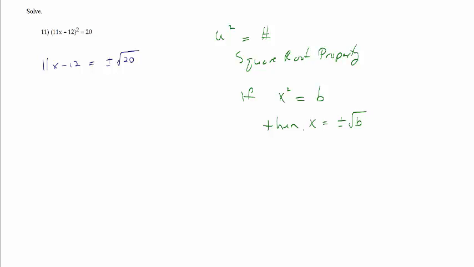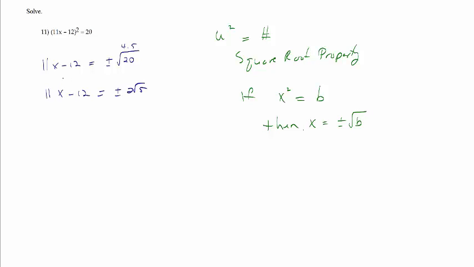Now looking just at the left-hand side, 11x minus 12, that's linear. To finish solving it, I'll add 12 and divide by the 11. Don't forget that over on the right, you do have to simplify this radical. So 20, break that down as 4 and 5. So 11x minus 12 is equal to plus or minus 2 square root of 5.